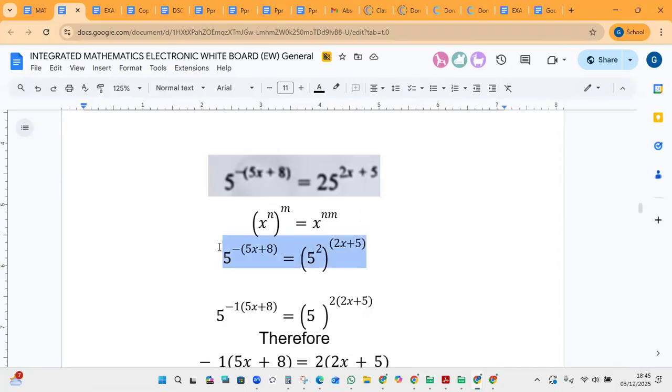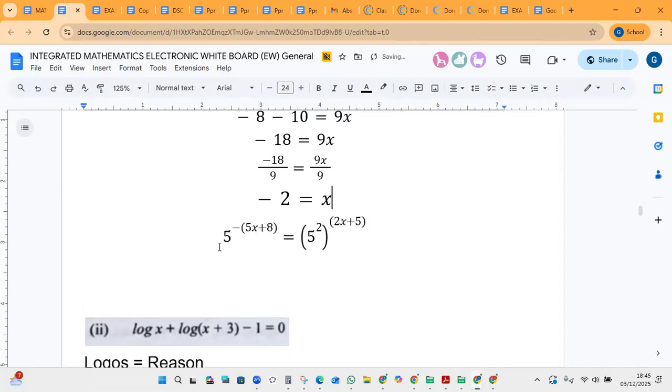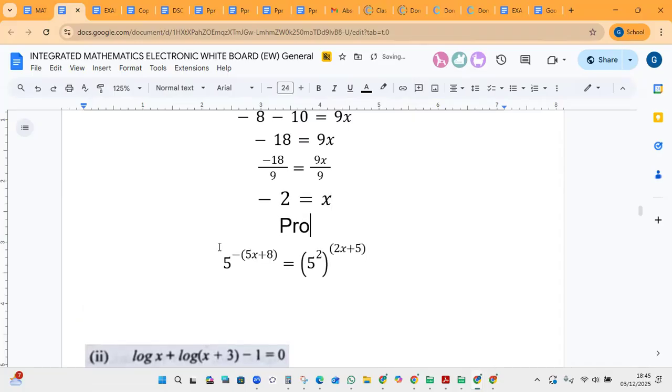What do I mean by that? Let me just write it. And that's an exercise for you to prove your answer. Proof of answer. That's optional. You don't really have to do that.